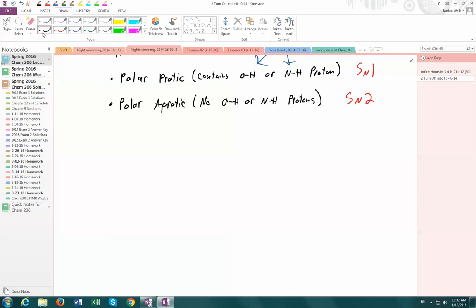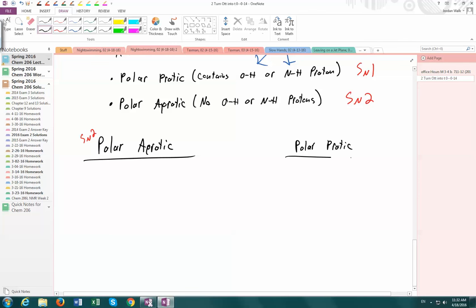All right, so let's make two lists. On the left side, we're going to make a polar aprotic list. That's the one we focus a little more on, because we always want to do SN2, and it's with polar aprotic that we actually can do SN2. Over here, we're going to discuss polar protic solvents, and of course, that is our SN1 possibility.